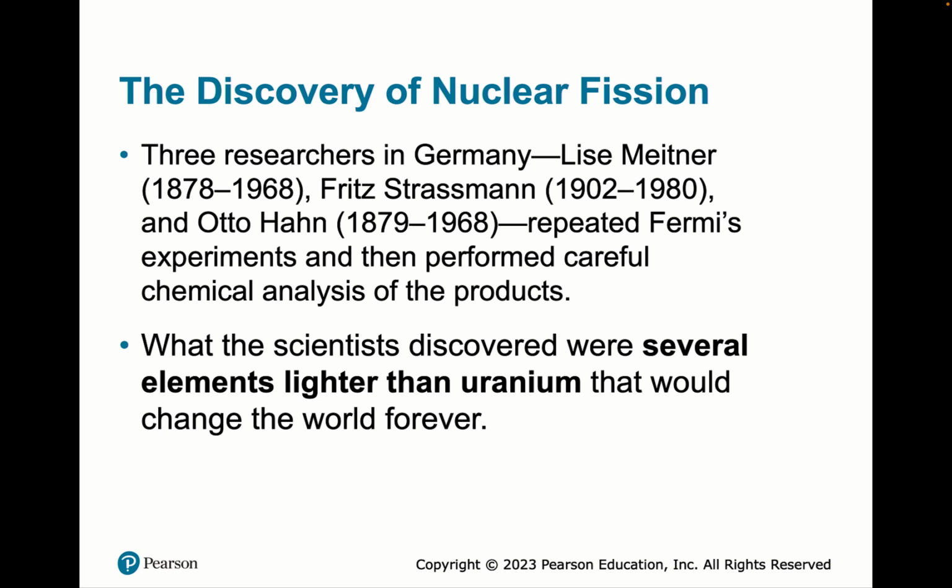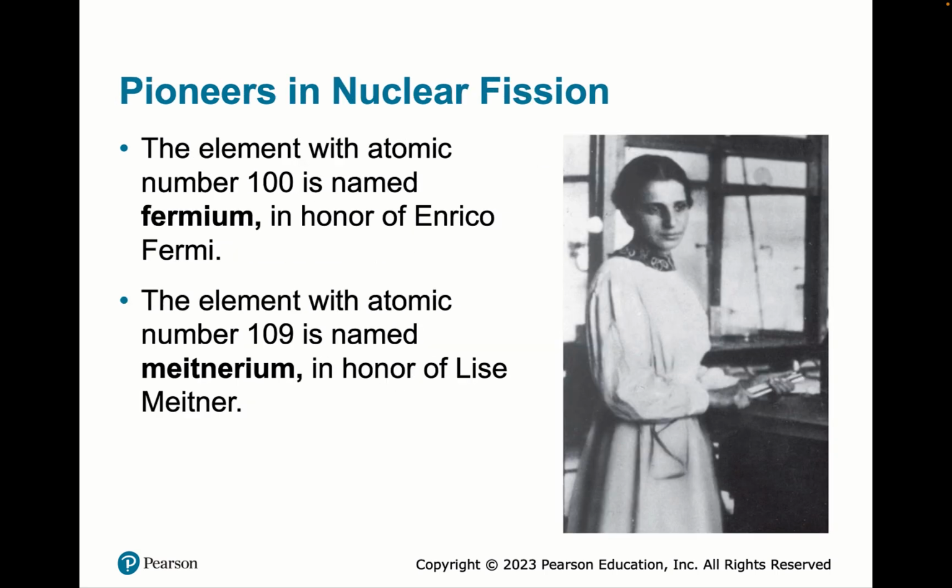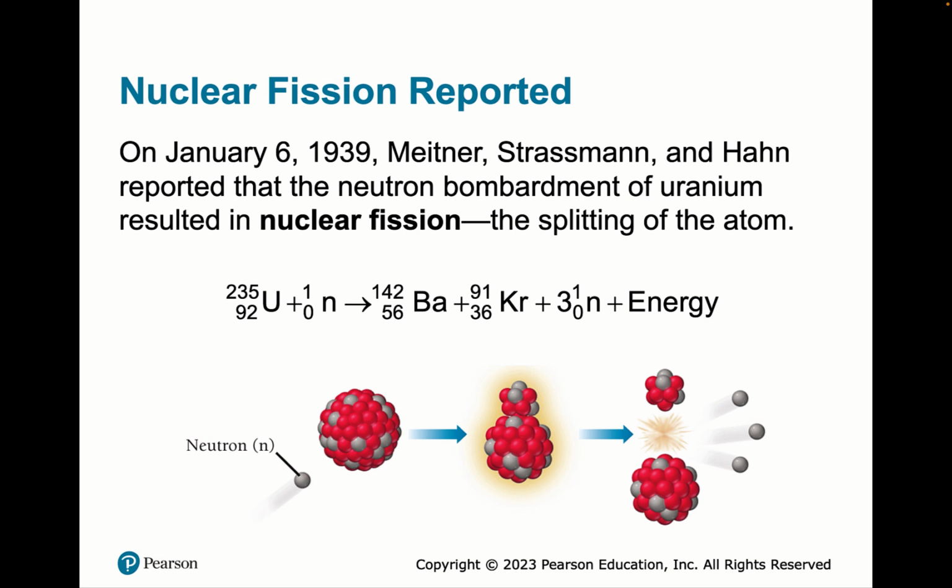The folks in Germany performed careful analysis of the products, and they found that the atom was splitting. And so we've named a couple of elements after some of the discoveries here: fermium and meitnerium. So Meitner, Strassmann, and Hahn found that they had discovered nuclear fission.